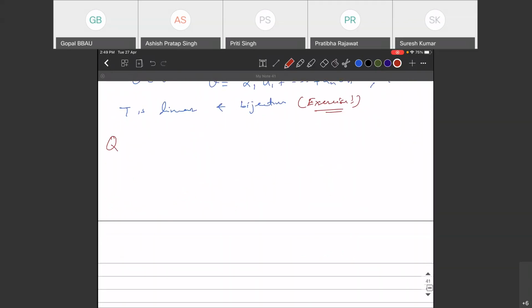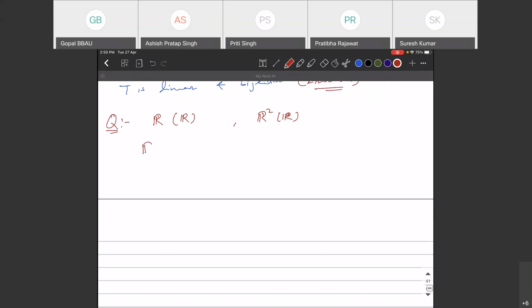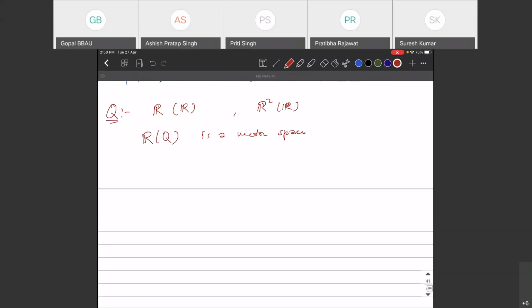So now a question for you. You all know R over R is a vector space and its dimension is 1. R^2 over R is also a vector space and its dimension is 2. You also know R over Q, where Q is the field of rational numbers, is a vector space. Is R over Q finite dimensional?